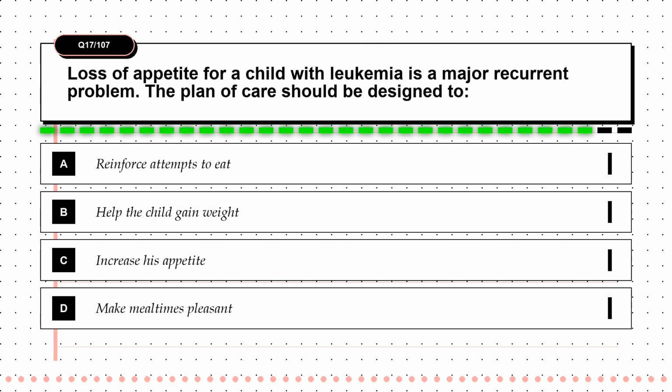Question 17. Loss of appetite for a child with leukemia is a major recurrent problem. The plan of care should be designed to. Here are the options. Option A. Reinforce attempts to eat. Option B. Help the child gain weight. Option C. Increase his appetite. Option D. Make mealtimes pleasant.